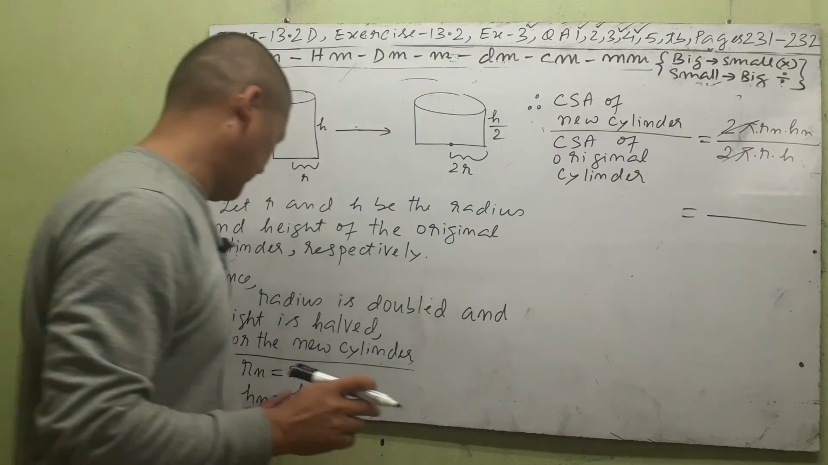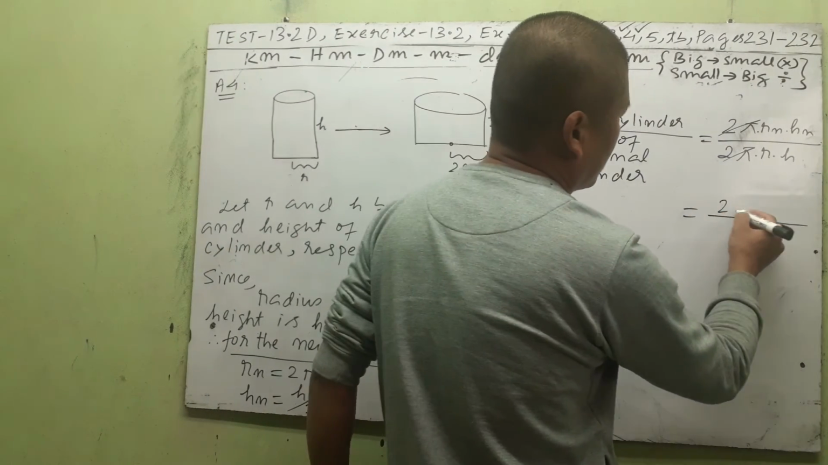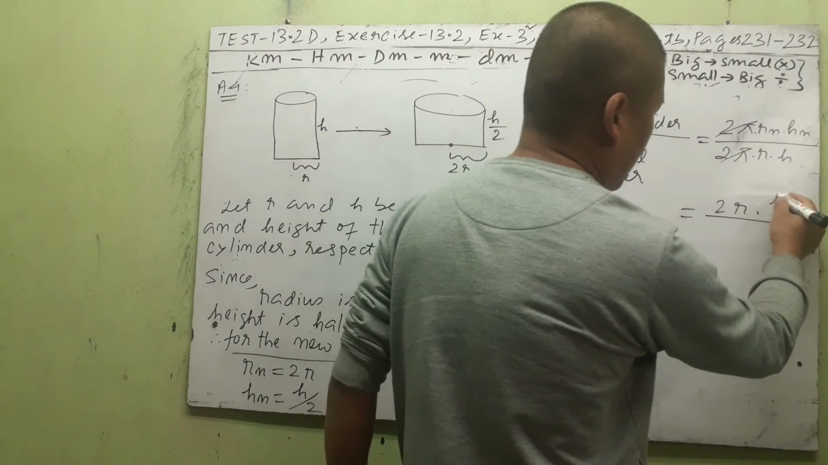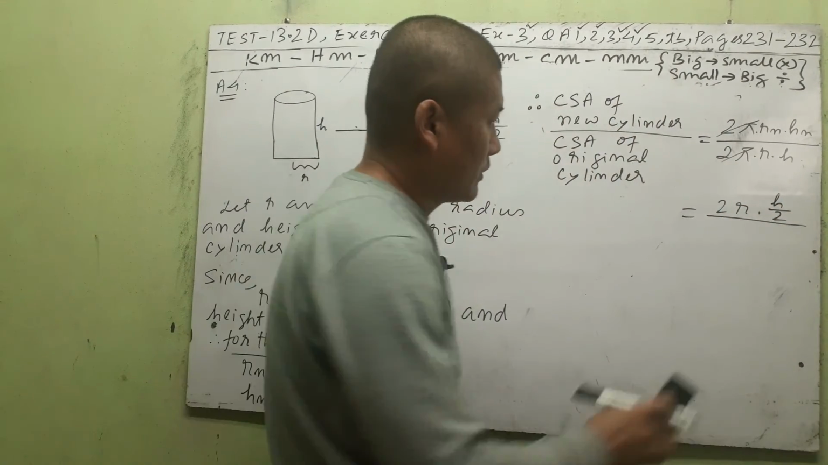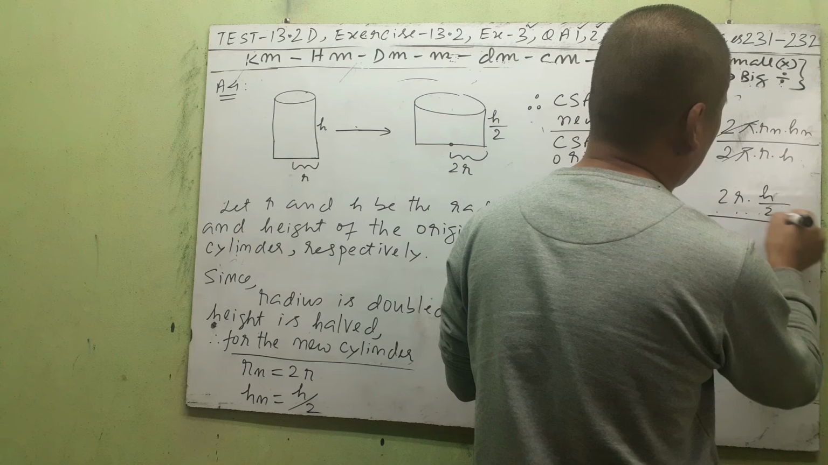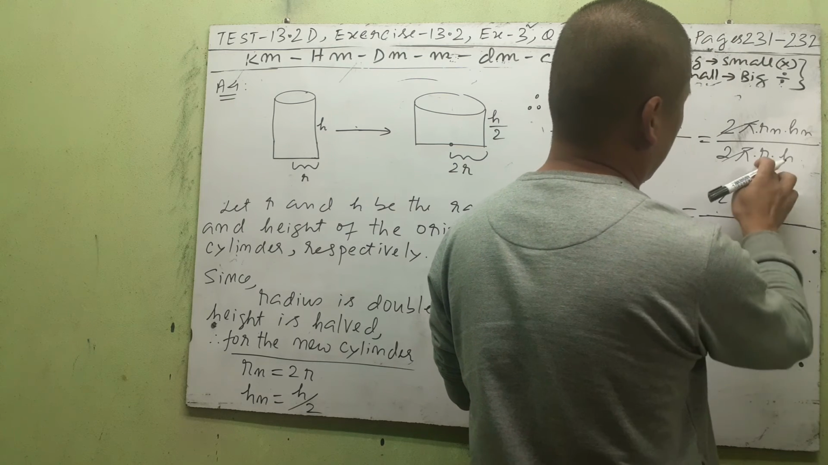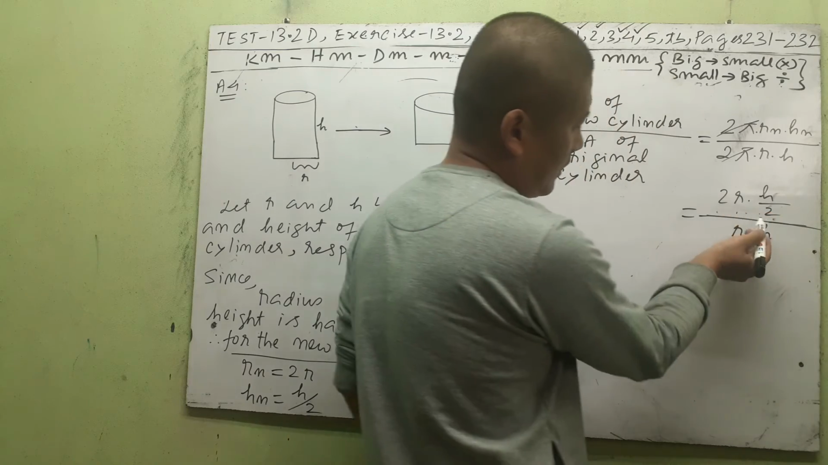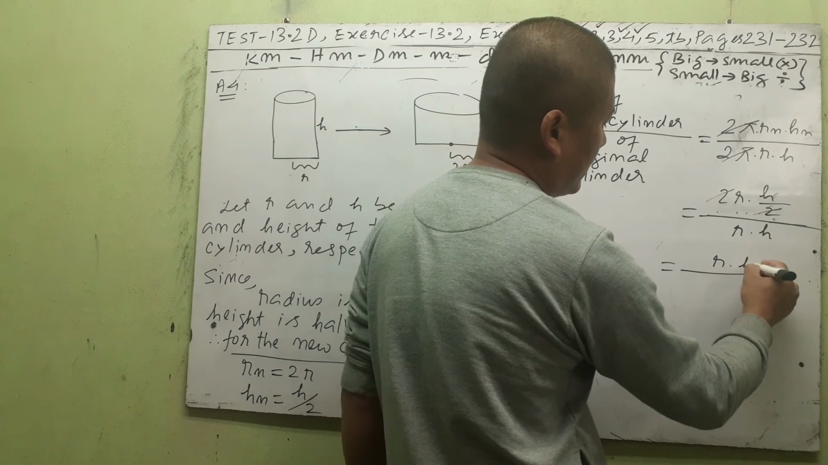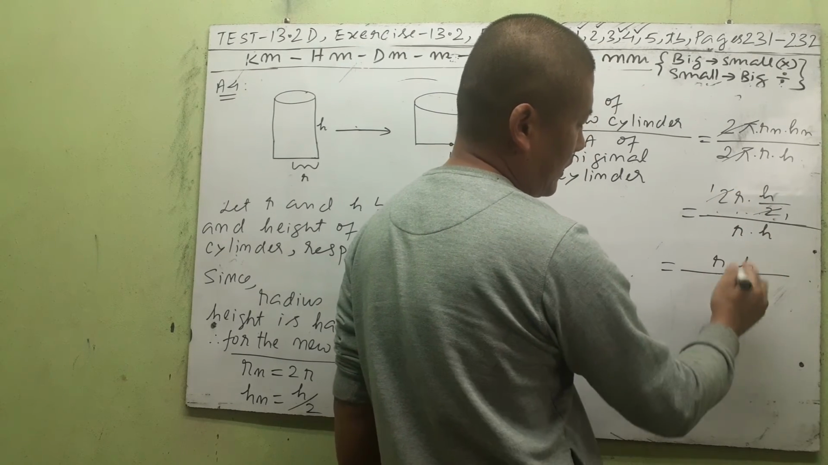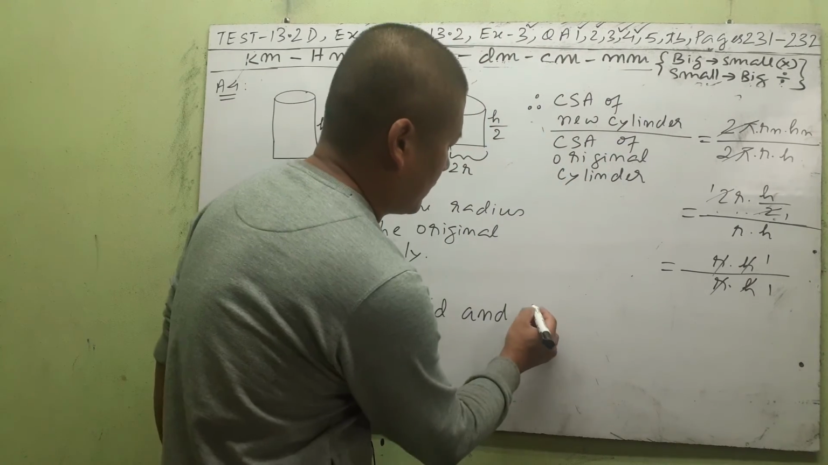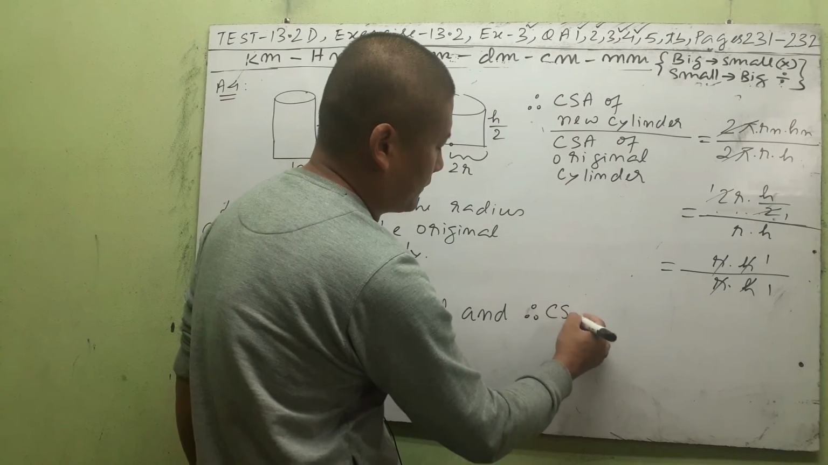So Rn here is 2r, we can replace that, 2r into Hn, which is h by 2. So we write 2r into h by 2, equal, and here the same thing, rh. So in the numerator the 2 and 2 can cancel, and we are left with r into h, and down here r into h, so they cancel. So 1 is left.